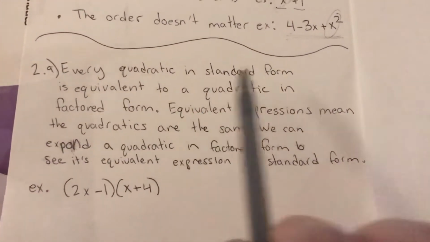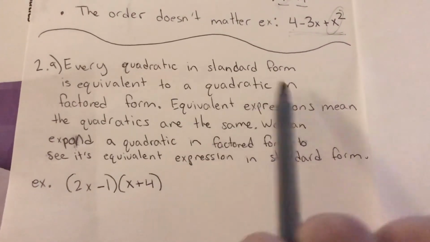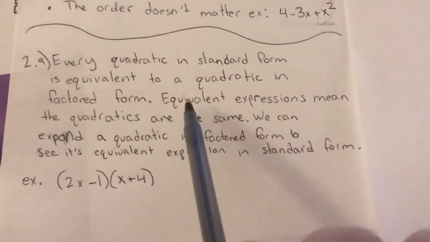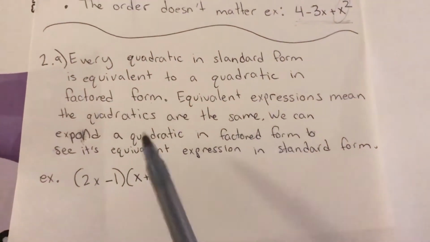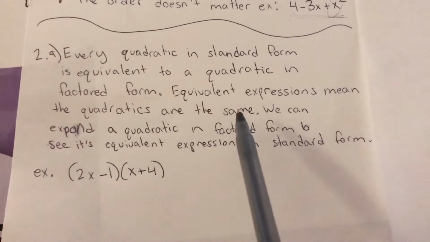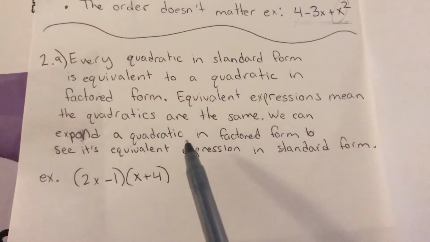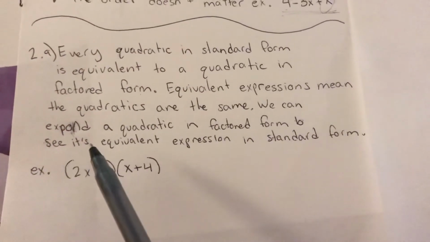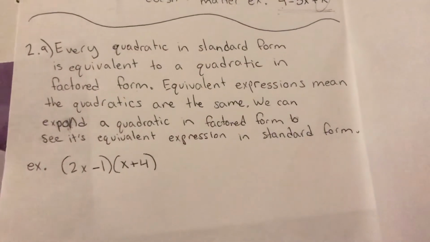Every quadratic in standard form is equivalent, meaning the same, as a quadratic in factored form. Equivalent expressions mean the quadratics are the exact same. Even though they appear to be written in different formats, they are the exact same expression. They're equivalent values. We can expand a quadratic in factored form to see what its equivalent expression in standard form is.